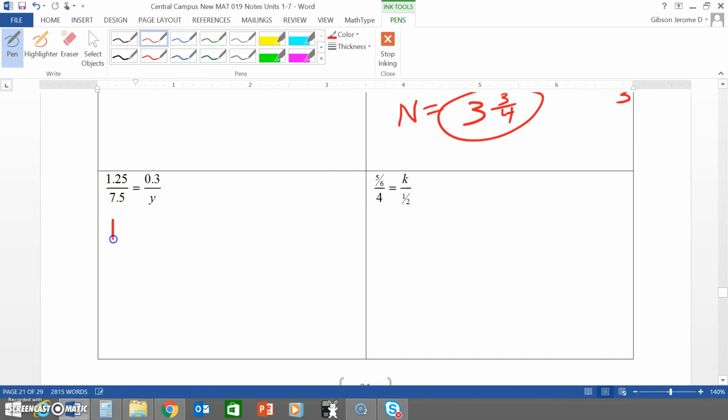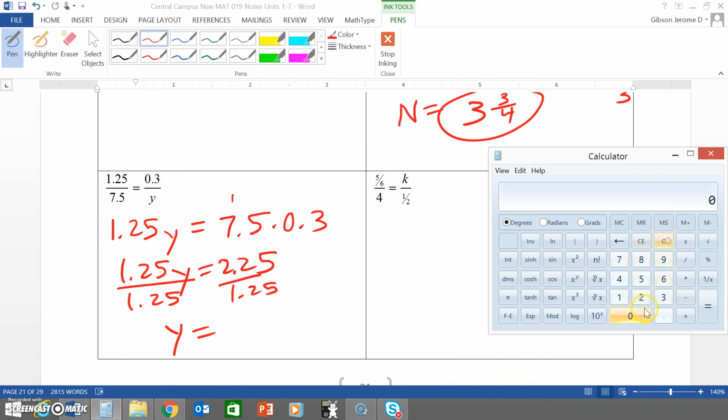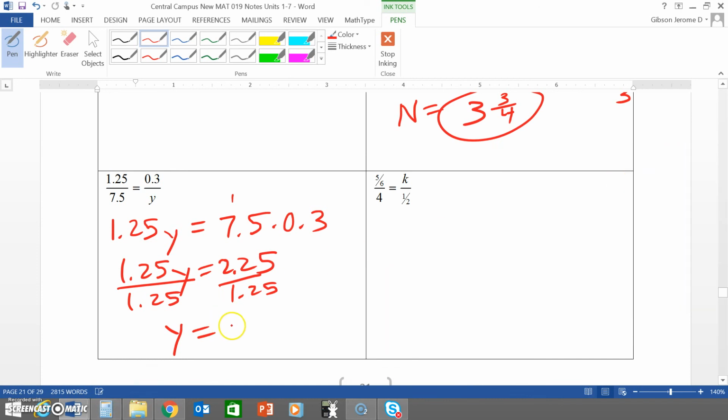We cross multiply. It'll be 1.25 times y is equal to 7.5 times 0.3. Now you have 1.25y is equal to, let's multiply this out. It'll be 2.25. Then we divide each side by 1.25. Y is equal to, we can take our calculator and take 2.25 divided by 1.25. And that gives us 1.8. And that is our final answer.